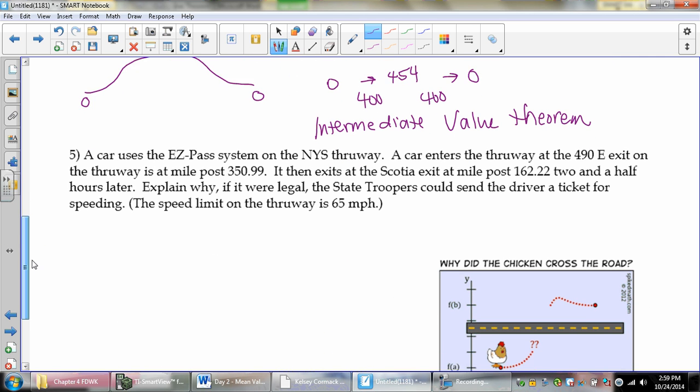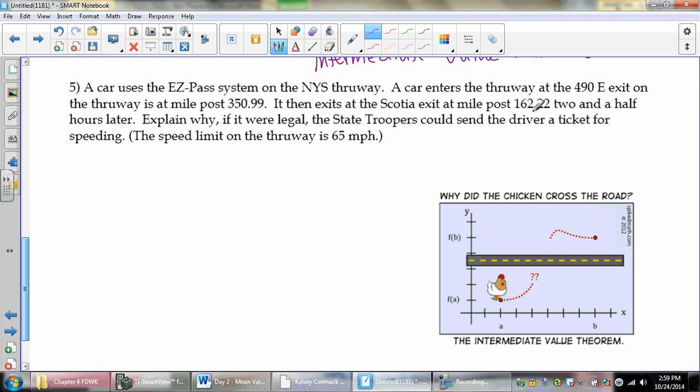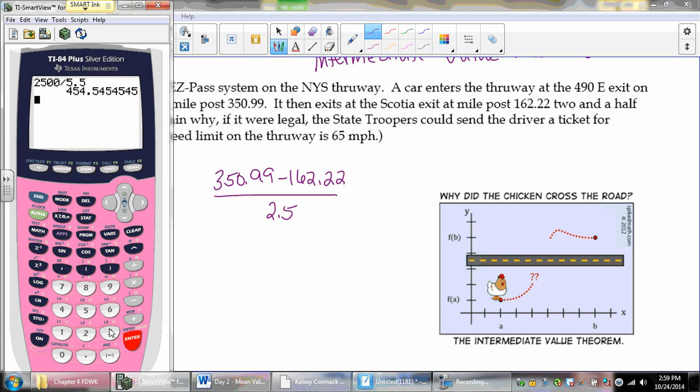All right. Car uses the Easy Pass system on the New York State Thruway. Car enters the Thruway at the 490 exit on the Thruway that's at milepost 350.99. Yes, I looked this up, by the way. It then exited the Scotia exit at milepost 162.22, 2.5 hours later. All right, so let's see. How far did they go? They went 350.99 minus 162.22, and it was 2.5 hours later. So I'm going to divide by 2.5.